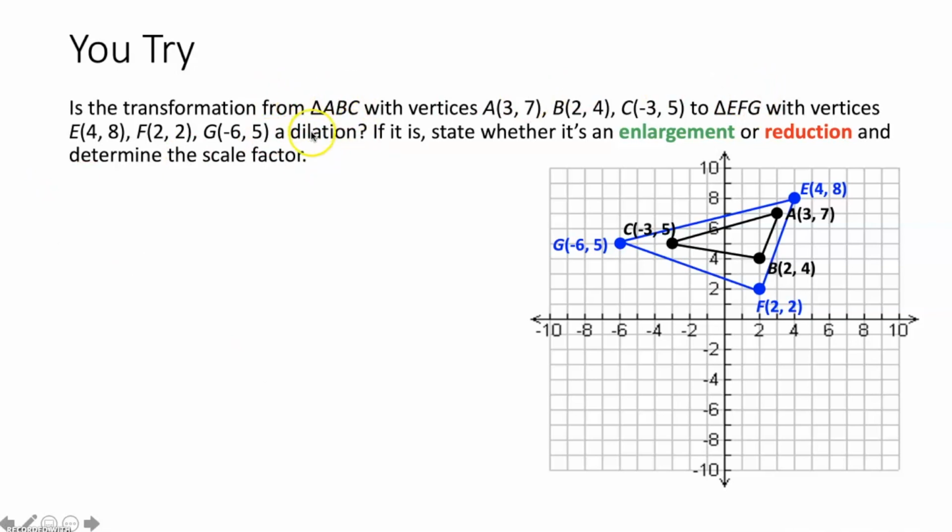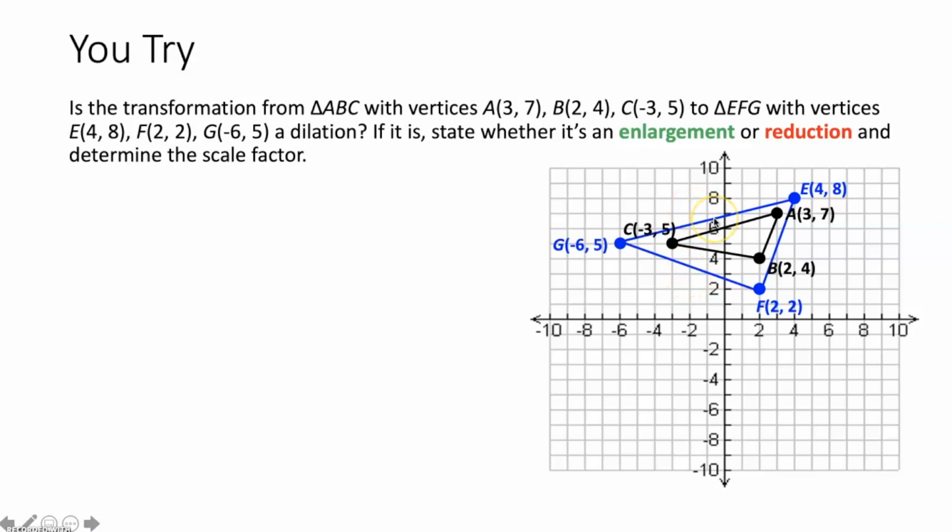Now again, we're trying to determine if the transformation from triangle ABC to triangle EFG is a dilation. To do that, we need to determine if all 3 pairs of corresponding side lengths are proportional. If they are, then the 2 triangles would be similar by the side-side-side similarity theorem, meaning that this would be a similarity transformation, meaning that it would be a dilation. So to figure out if all 3 pairs of corresponding side lengths are proportional, we just have to find the scale factor of all 3 pairs of corresponding side lengths.